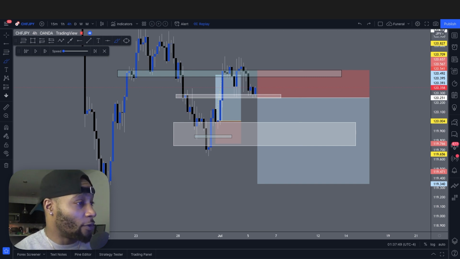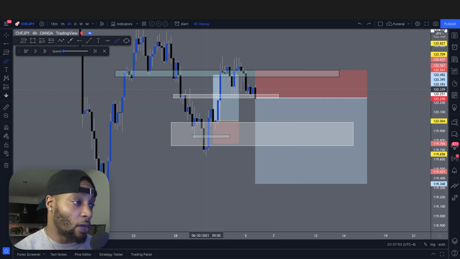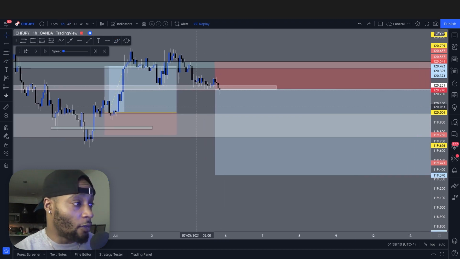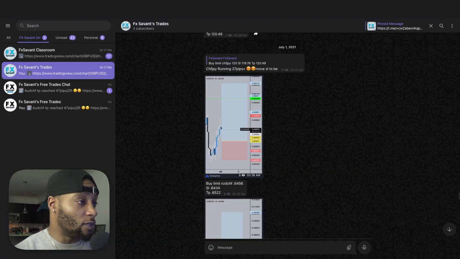If we do play it forward, boom, we get the break and close below this structure area exactly as I wanted to see. So now that we've gotten this break below this structure support area, let's go down to the 1 hour. On the 1 hour, we can go ahead and get into it. We'll just do it right now.